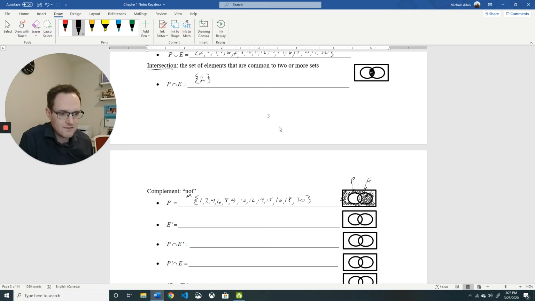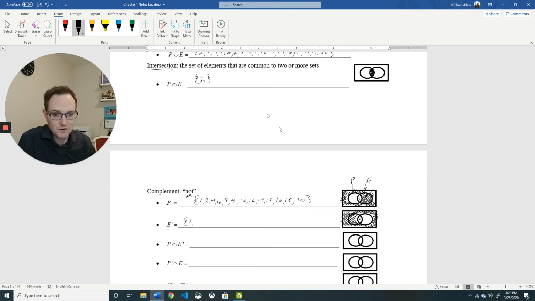What is not even? So you think about this again, there's the 2 here. And even is on this side, so what's not even is everything that's just not in that circle. So all of these numbers are not even. So that would still include 1, because that's still in the universal set, but that's not in the circle.